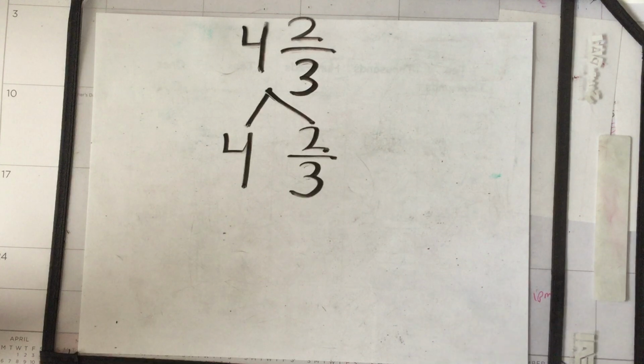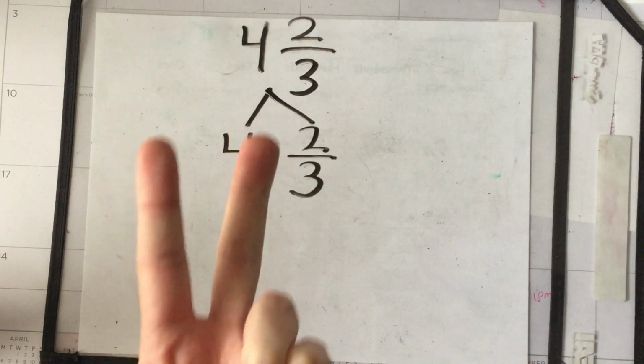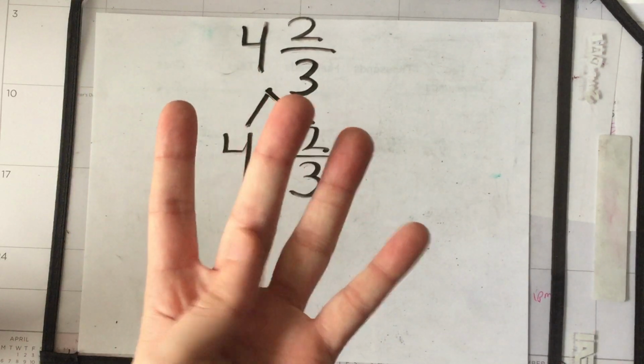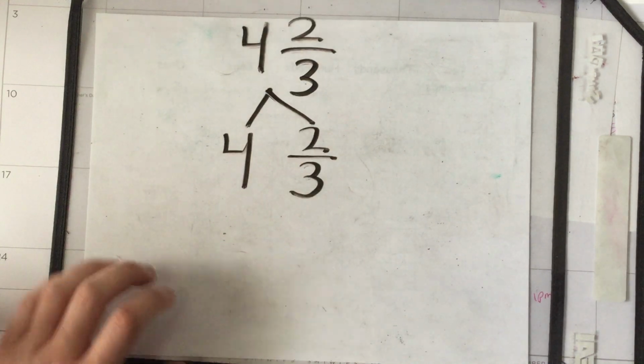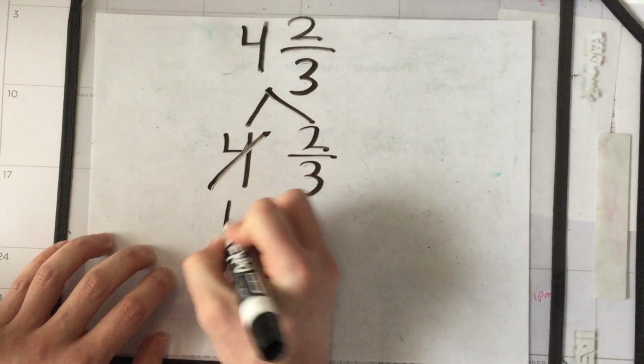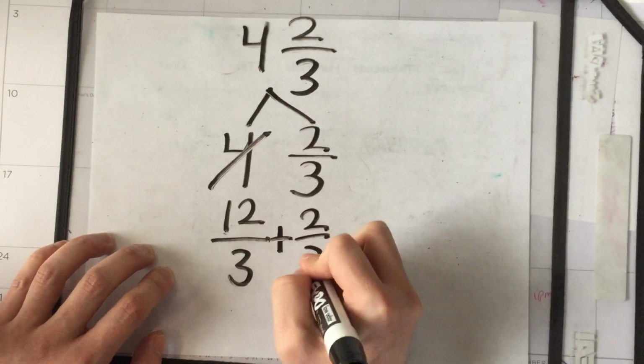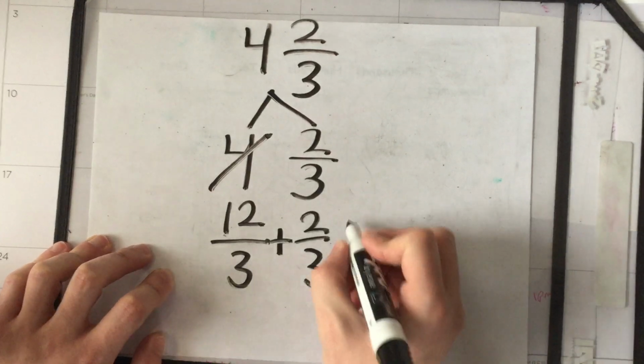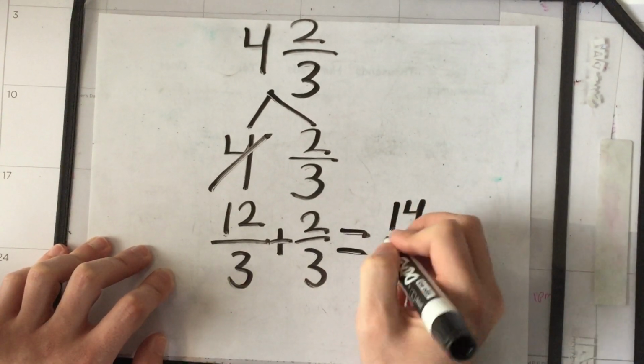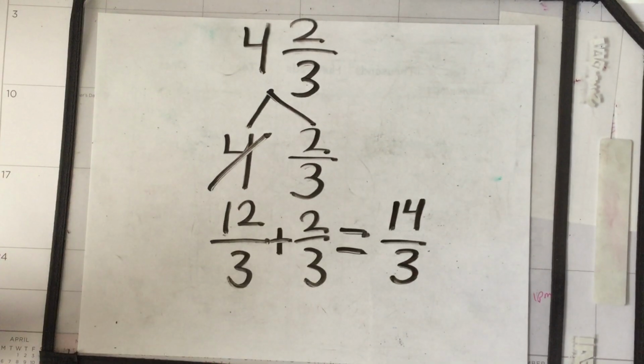So now I need to figure out how much 4 of those would be. Well, let's skip count by thirds. 3 thirds, 6 thirds, 9 thirds, 12 thirds. Now I know that 4 complete things is 12 thirds. So I can rewrite this 4 as 12 thirds. And then I need to add in the fraction that's been coming along for the ride to find out that my improper fraction is 14 thirds. 4 2/3 is the same as 14 thirds.